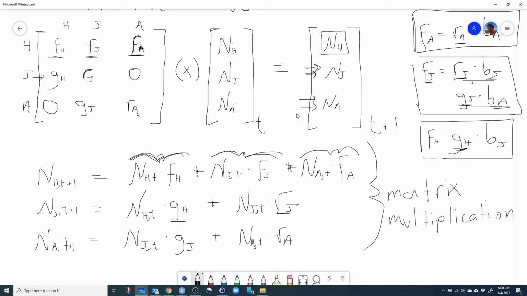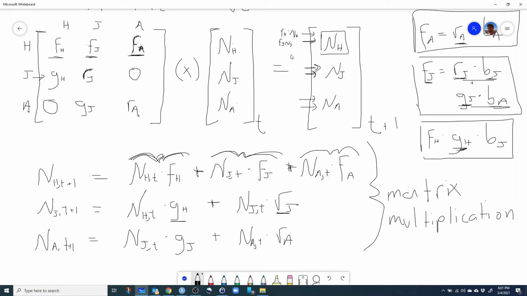So you can think about this as, for the hatchlings, you have FH times NH. That's 1 input. That's the number of hatchlings this year, the number of offspring that are expected to be produced into the population next year by hatchlings this year. Then you have this term, FJ times NJ. That's the total number of offspring that are expected to be produced into the population next year by juveniles this year.